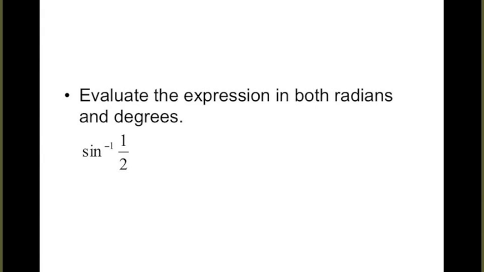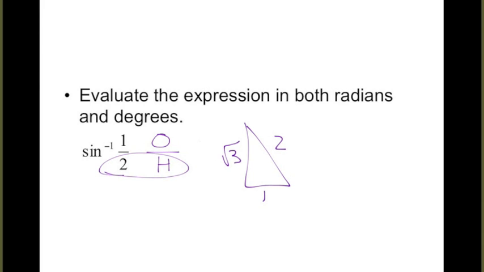This one we're given sine. What's SOHCAHTOA for sine? Opposite over hypotenuse. Hypotenuse of 2 is which triangle? 30, 60, 90. Opposite of the 1 is the 30.